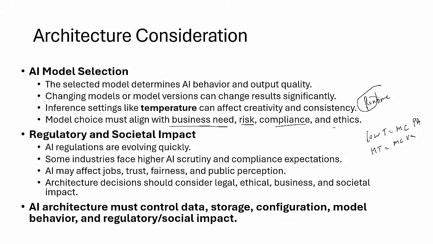Second part is regulatory. Make sure your model complies with the regulations, because you should not introduce any AI which can affect jobs, trust and fairness. If you take the example of the EU AI Act, it is part of a banning. So architecture must control the data storage, configuration model, regulatory impact. That's something we need to have.